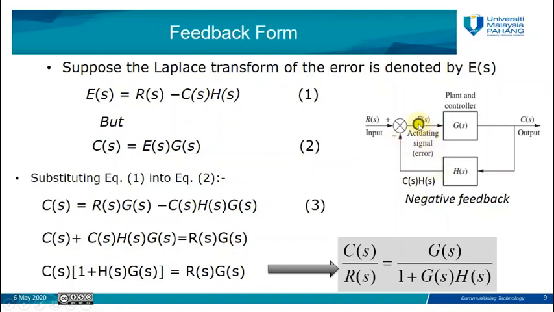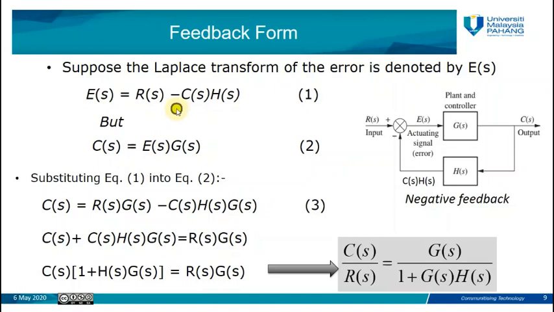As we can see here, ES can be represented by equation number 1: ES is equal to RS, which is positive here, minus CS HS. But if I ask you now, what is the value of CS actually? CS comes from ES times GS, because if ES goes through this transfer function, it will give you the value of CS. So CS is equal to ES times GS.